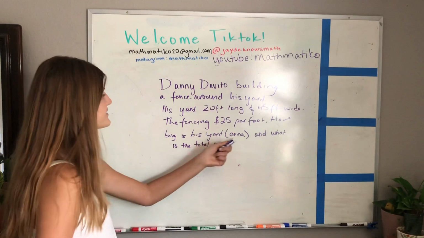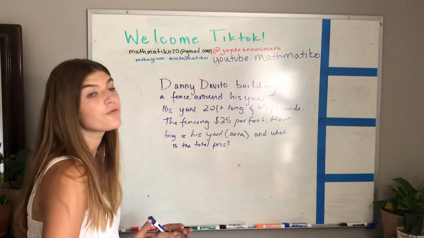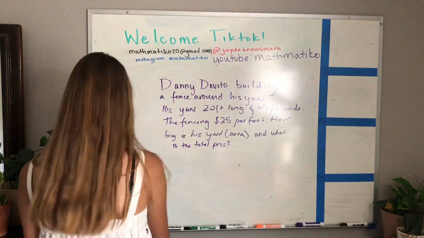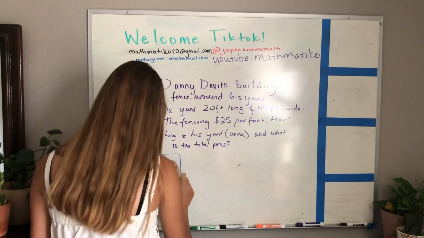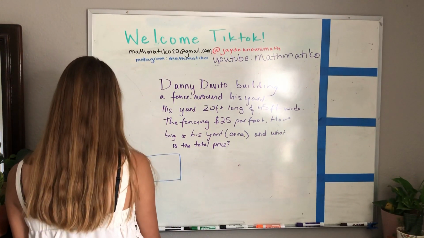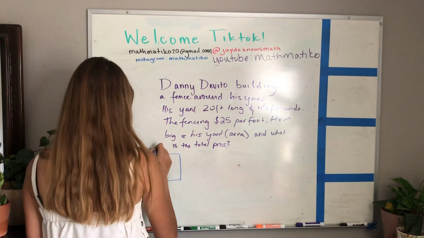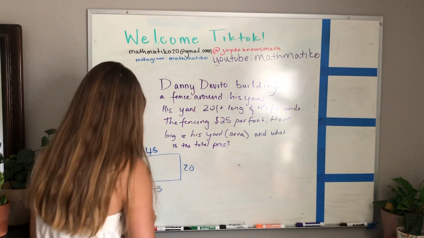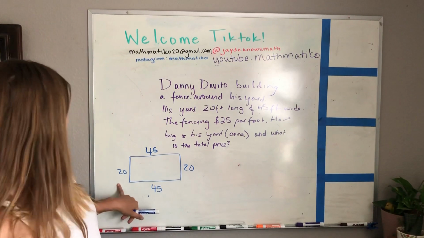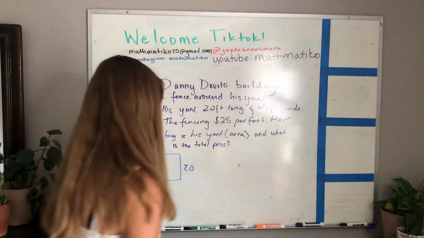We have the first question, which is asking for the area of Danny DeVito's yard. The second question is how much he paid in total for the fencing. So let's draw a pretty picture of Danny DeVito's yard. I think Danny DeVito has a pretty boring yard. It's just a rectangle, 20 by 45. 20 feet by 45 feet, okay? So the first question we have is an area question. So let's solve that first.